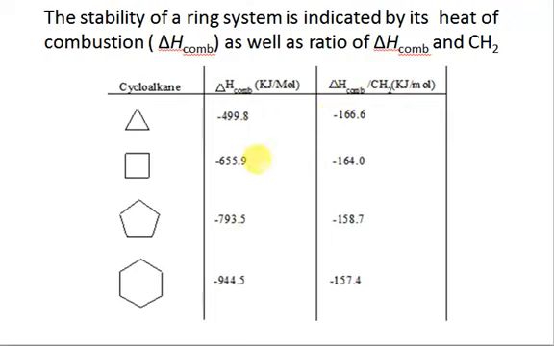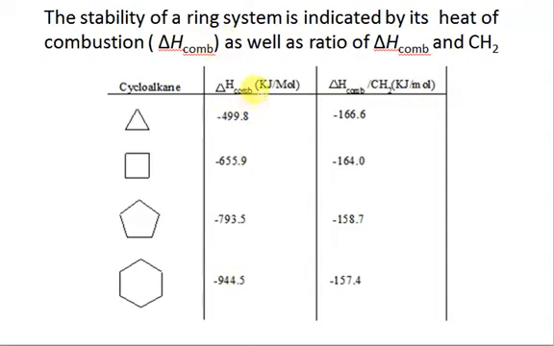So as you move lower, the value is becoming more negative, right? So the heat of combustion is decreasing as the ring increases in size. This is a higher value, minus 499, while minus 655 is a lower value. So as the ring becomes larger in size, the heat of combustion is decreasing, right? Because the system is becoming more stable.